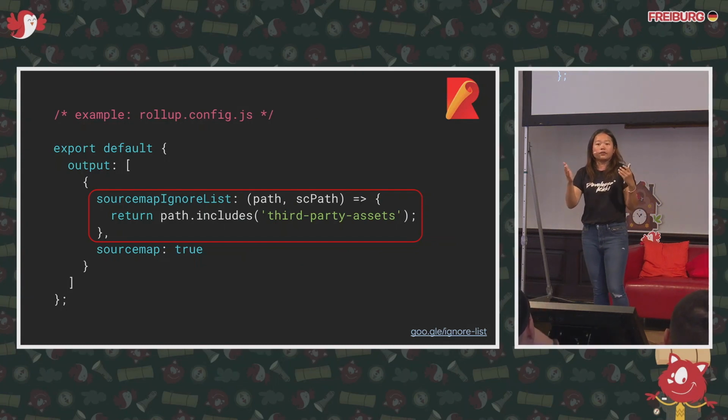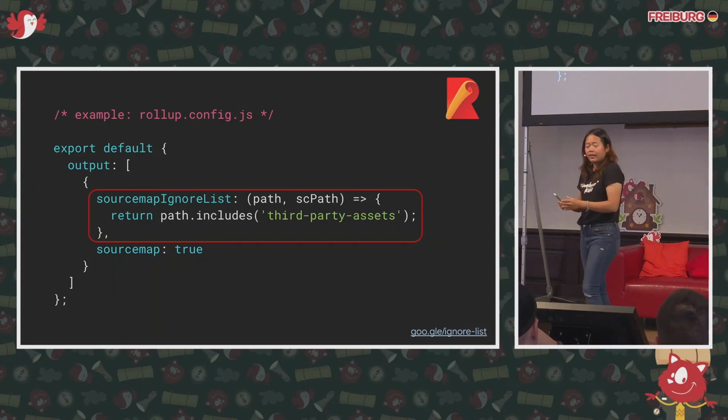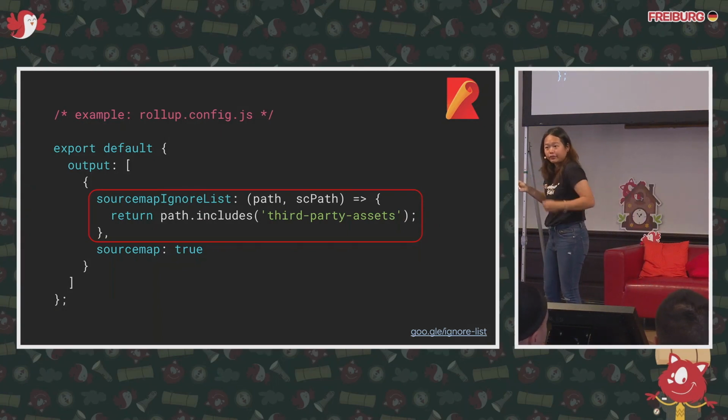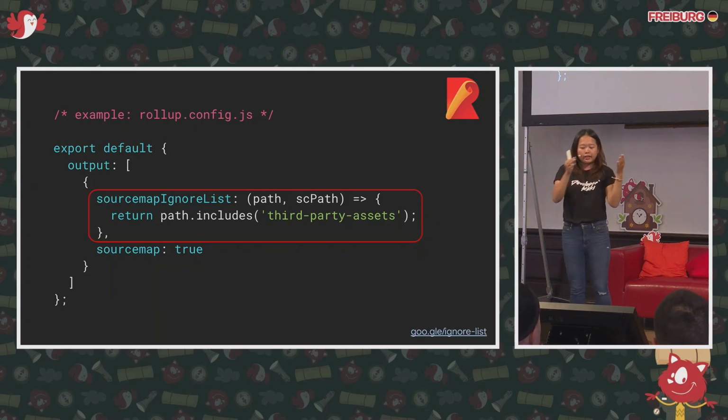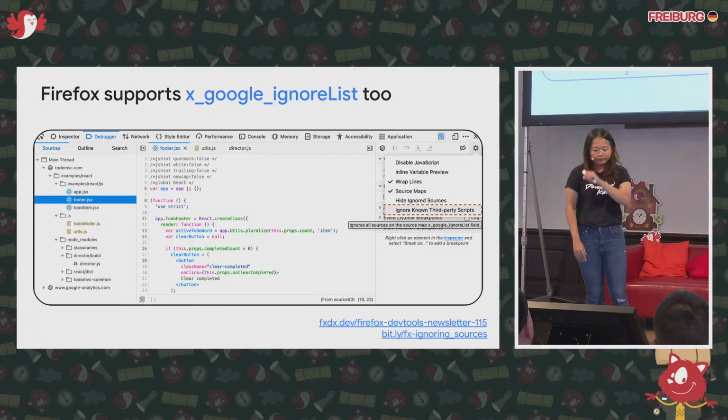Let's say in your own code, you have some third-party assets folder that you might not want to step into. You might want to hide it by default. So you can also say that if the path includes this folder, just hide it by default. Yeah, so you can configure that like this.